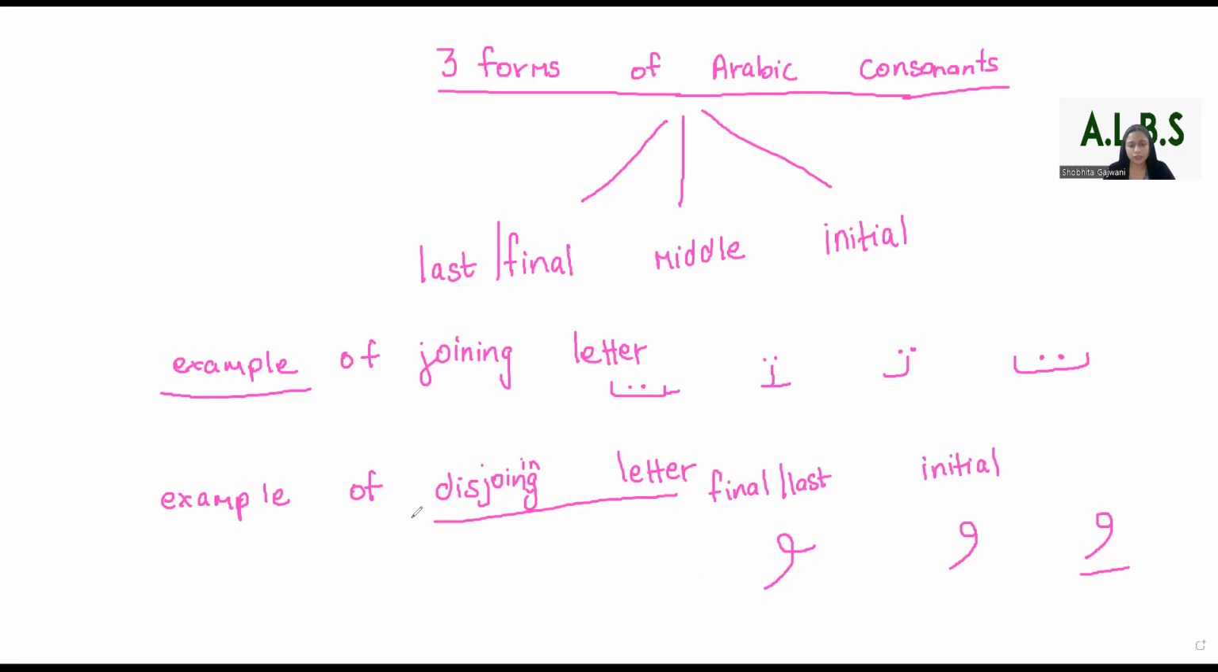So there are 6 disjoining letters: Alif, Dal, Dhal, Ra, Za, and the last one is Wow. So there are 6 disjoining letters in Arabic.